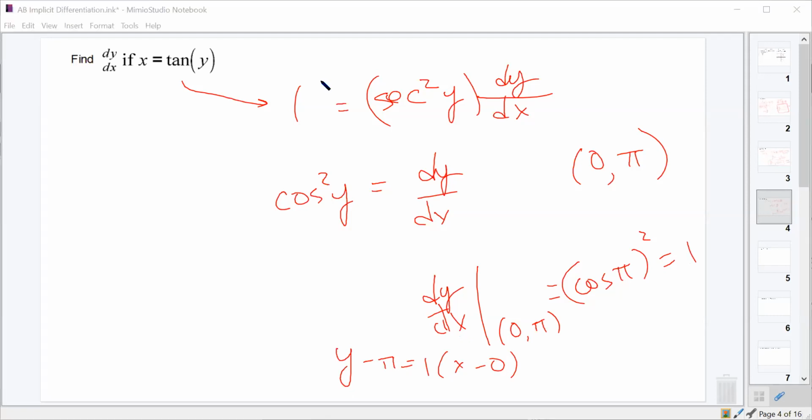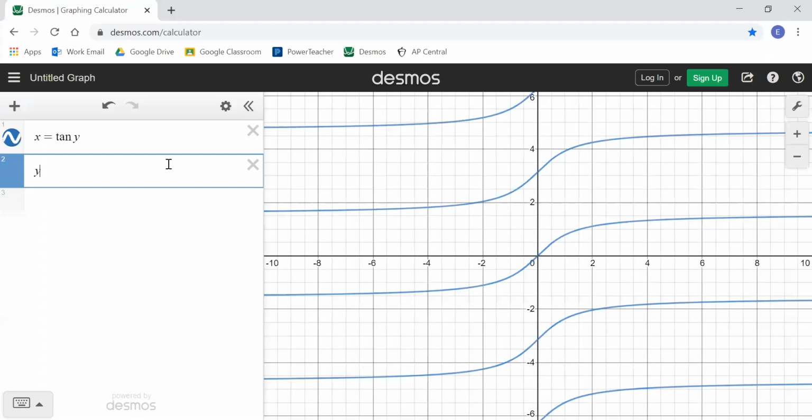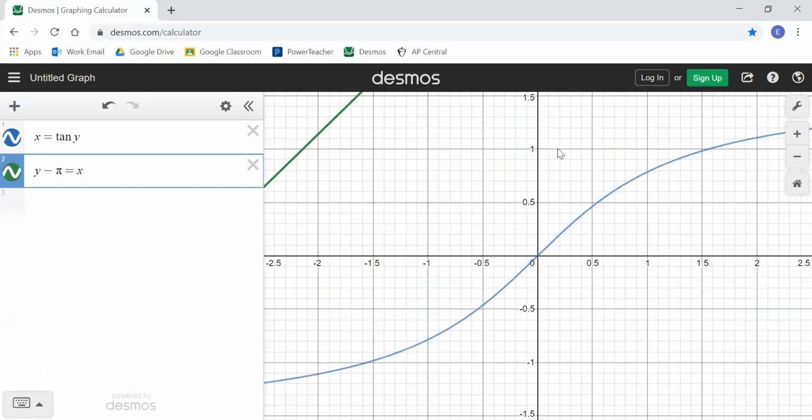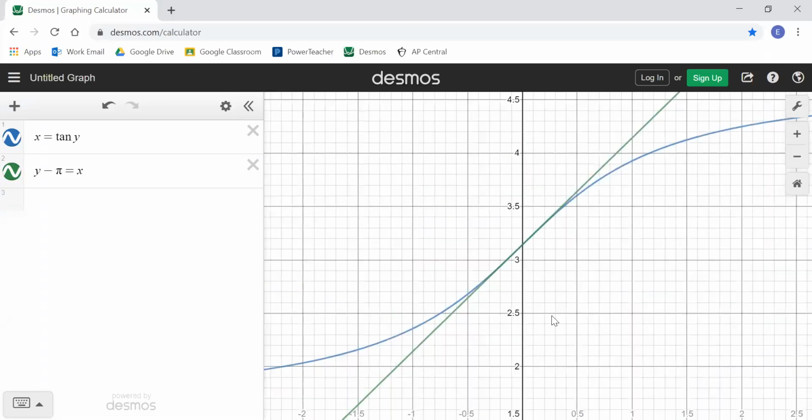And so we can see that this still does exactly what we wanted to do. Y minus pi equals x, and there is our line. And it's tangent to the graph there. It doesn't quite look like it because our graph has a change in concavity there. So we are tangent at that specific point, though. It doesn't quite look like it, but it is.